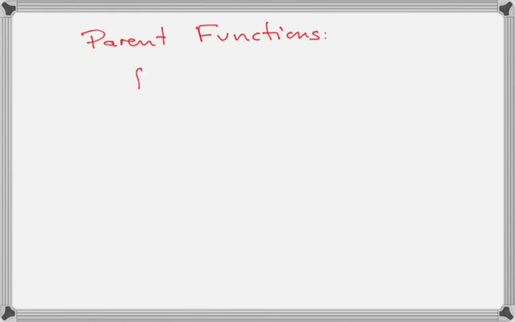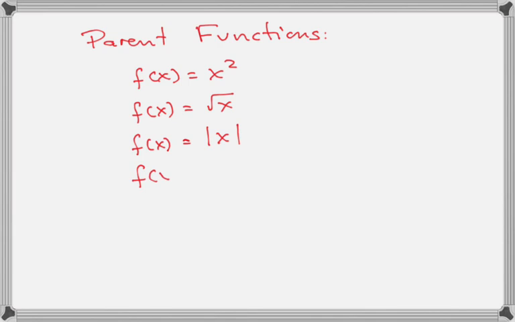Parent functions are f of x equals x squared. F of x equals the square root of x. F of x equals absolute value of x. F of x equals x to the third, and f of x equals the cube root of x. 2, 4, 5. These are our 5 parent functions that we're dealing with in this chapter.